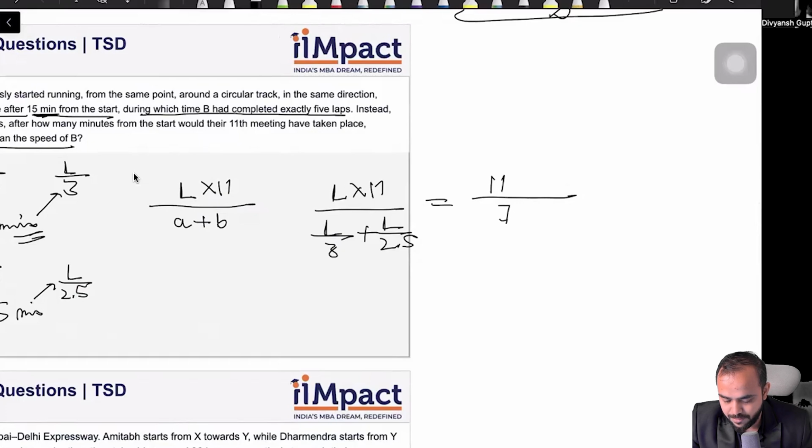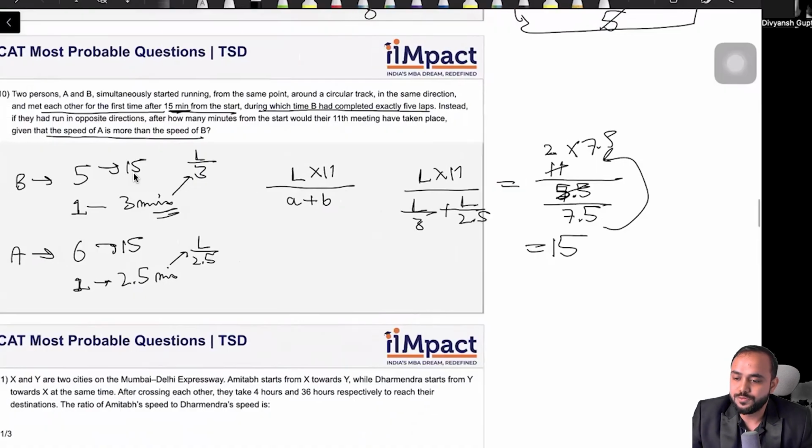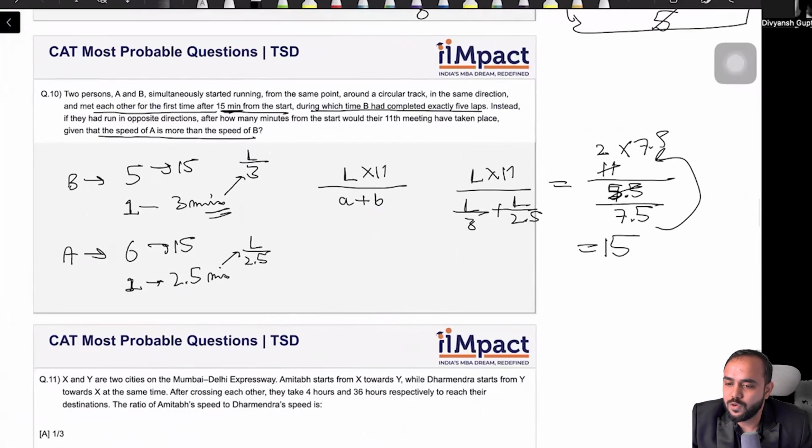5.5 divided by 7.5. So this 5.5 will cancel, this will become 2, and this 7.5 will go above. So 2 into 7.5 will become 15. So 15 minutes will be the answer for question number 10.